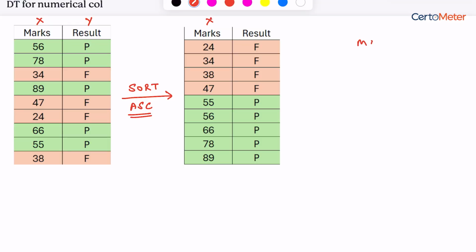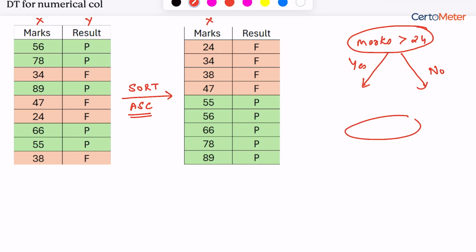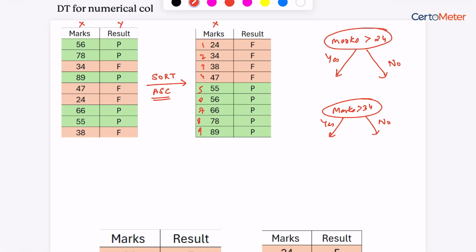Now the next step here is to start making the splits. So first I will try to make the split with marks greater than 24 and see how many people fall in the yes and no category. Then I will make another split for marks greater than 34 and again I will get yes or no students, right? And so on. I will keep on splitting one by one with all these 9 values, right? For all the 9 values in my numerical column, I am going to make these splits.